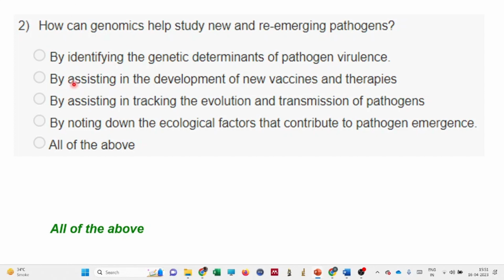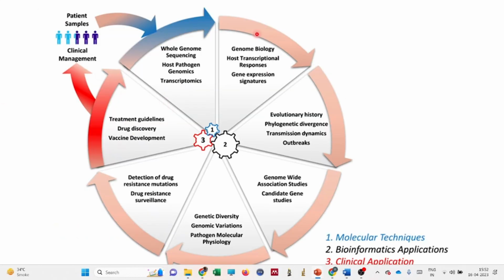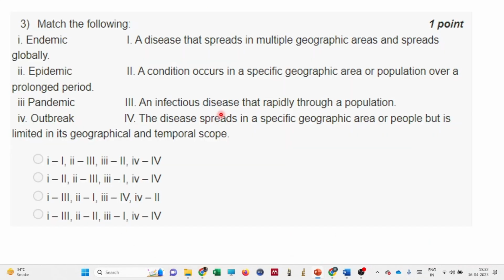So yes, the answer will be all of the above. So all of these options are correct. So yes, these are the various techniques and various purposes of genome sequencing, how these can help in today's time. So we'll move on to the next question.